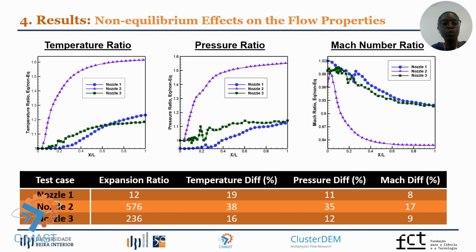In the table, we can see the difference between equilibrium and non-equilibrium results for the temperature, pressure, and Mach number at the exit of each nozzle and the corresponding expansion ratio. We found that nozzle 2, which has the higher expansion ratio, is also the one with the higher difference between equilibrium and non-equilibrium results.